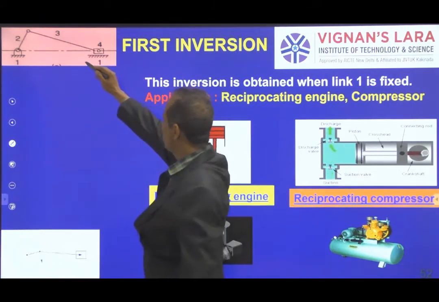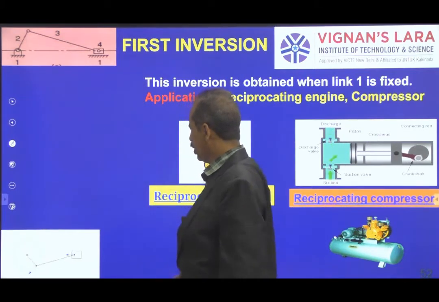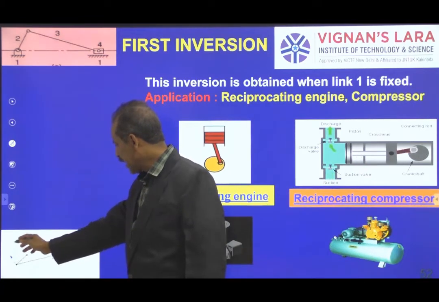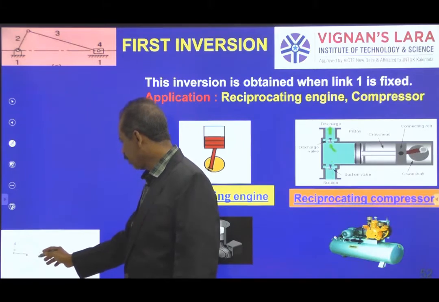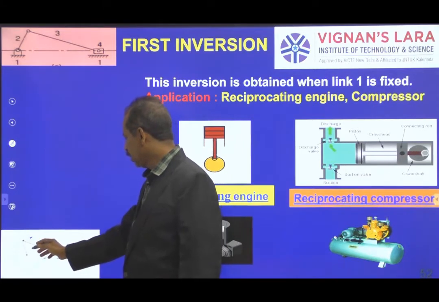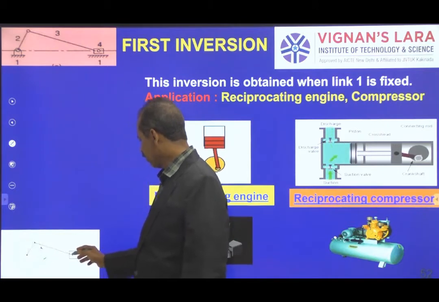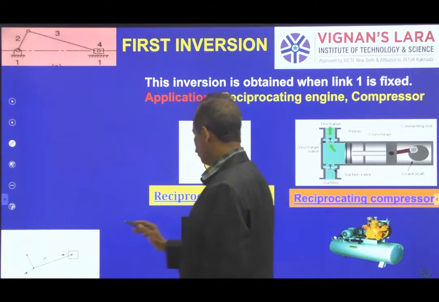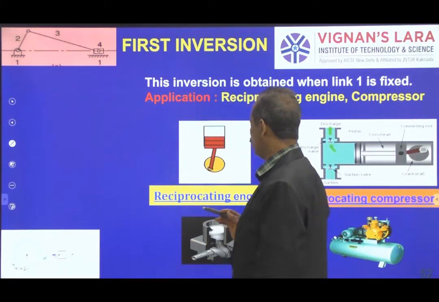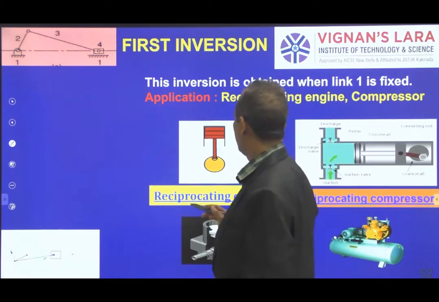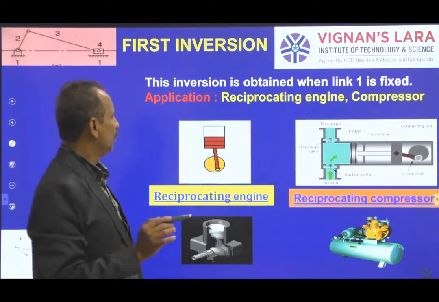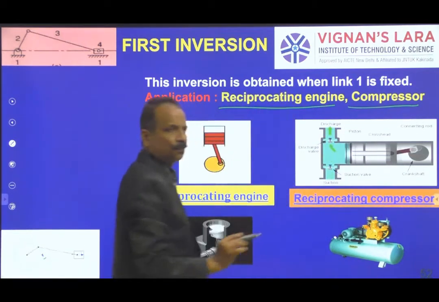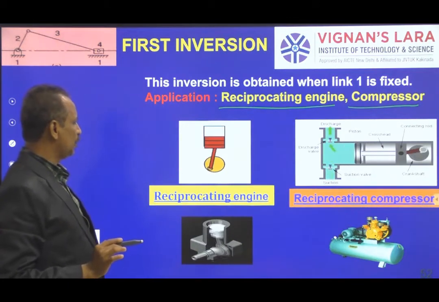So this is the basic mechanism which I have shown, a single slider crank chain. You can see here the animation showing the crank rotating, and this coupler, which we call the connecting rod, is oscillating. Finally the slider is reciprocating. This basic mechanism is used in many applications. Let me take two simple examples: a reciprocating engine and a reciprocating compressor.